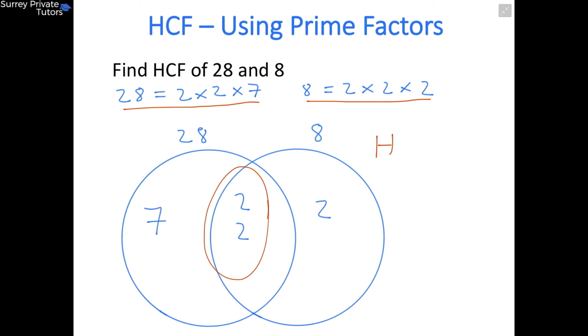So for the highest common factor, you would just do 2 times 2, and that gives you 4 as your highest common factor for 28 and 8. So drawing this diagram is a really great method if you're being asked in an exam question to find both the lowest common multiple and the highest common factor. So you can draw out the diagram, and then you just need to remember that to find the lowest common multiple, you multiply together all of the numbers, and to find the highest common factor, you just choose the numbers in the middle.